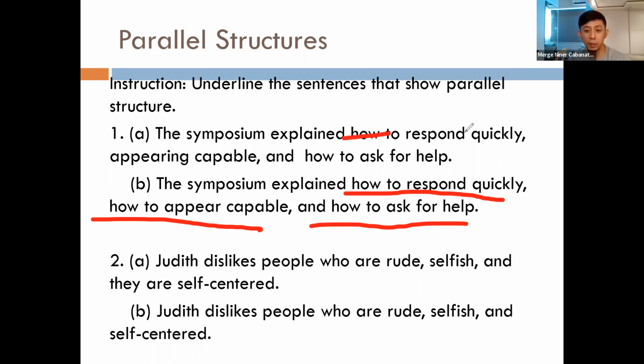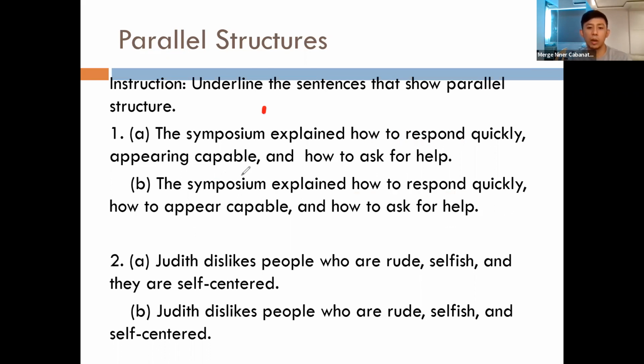Okay, eto, how to respond, tas naging appearing. Oh, hindi pwede yun. So to respond, to ask, bakit may ing? Hindi siya parallel, hindi siya balance. So number 1, B po ang ating sagot.